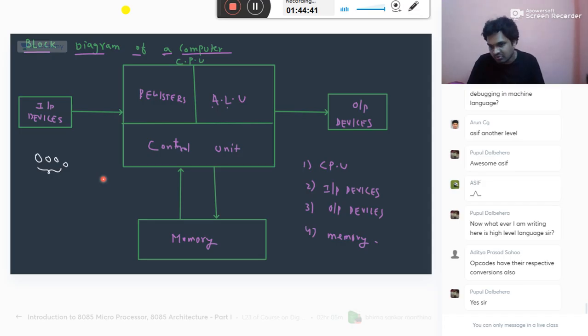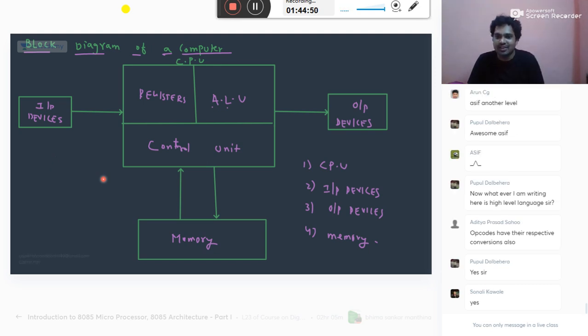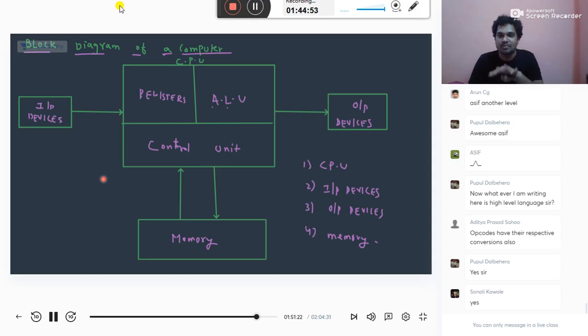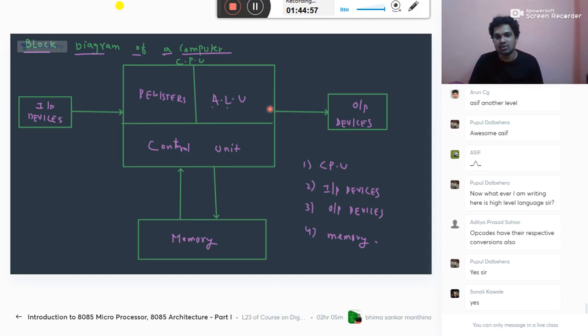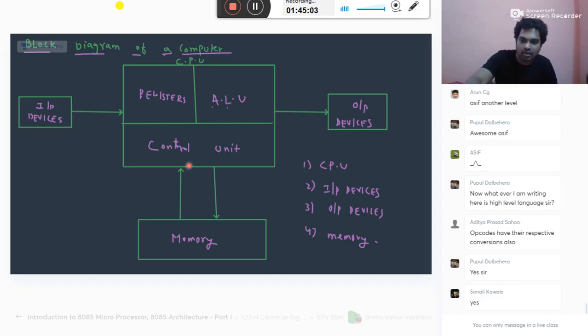There is some syntax to be followed. Accordingly, we will make the program. As I said, as simple as English, it is not really as simple as English. It is simpler compared to machine language. So these are the input devices, output devices, and this will make your computer. In that, what we are concentrating on is this part, your CPU, central processing unit.